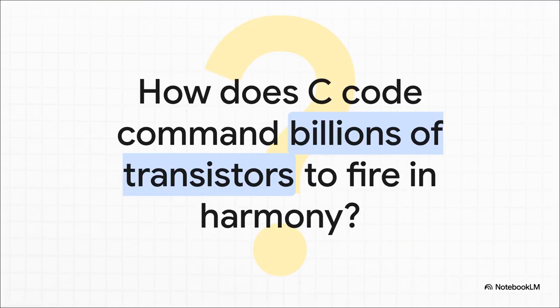I mean, it really does seem like magic, doesn't it? You write one little line of code, and somehow billions of tiny switches flip in perfect sync. Well, it's not magic. It's actually a series of incredibly brilliant ideas that form a kind of bridge between the software you write and the silicon that runs it. We're going to unpack these ideas and give you that essential big picture view.